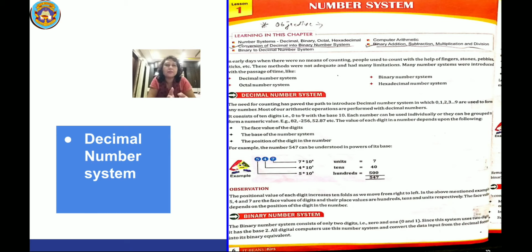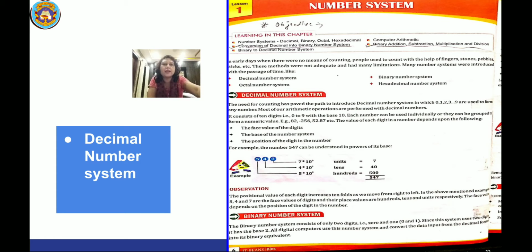The decimal number system consists of 10 digits, that is from 0 to 9. If you count, they consist of 10 digits, and these 10 digits can be used as a single number or can be grouped together to form any numeric value. Since it has 10 digits, the base of the decimal number system is 10. Then next we have the binary number system.